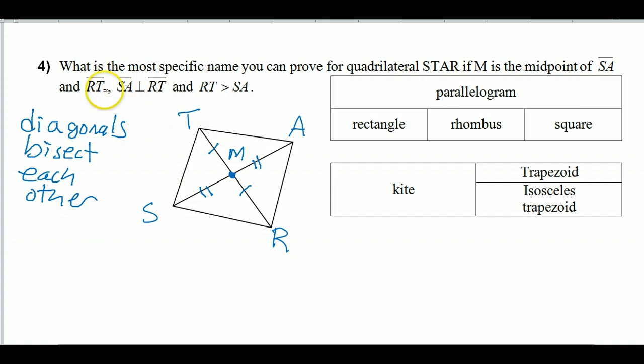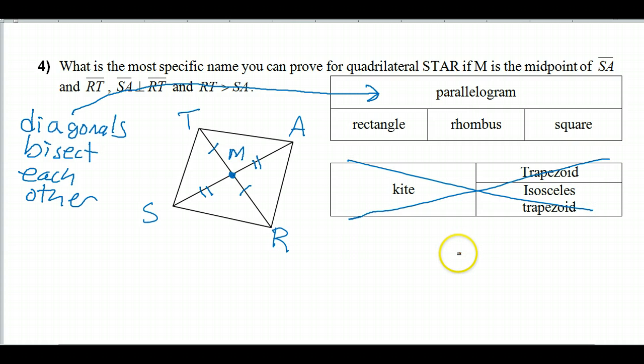Okay? Now, diagonals bisecting each other is one of the special properties of a parallelogram. In fact, it's one of the properties that proves that something is a parallelogram if the diagonals bisect each other. So that means we've just eliminated the kite and the trapezoid. So we're down to these 4 options. It's either a parallelogram or a special kind of parallelogram. But we have more information than that.